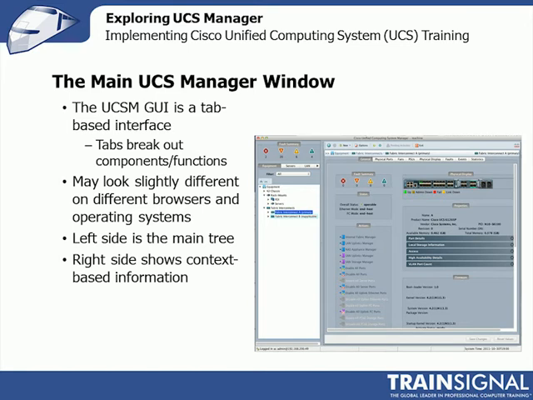There is a filter window right here. Right now that one is set to All, but I could drop that down and change it to Fabric Interconnects, and it would only show me Fabric Interconnect information. So it allows you to quickly filter a large tree list down to only what you want to see.